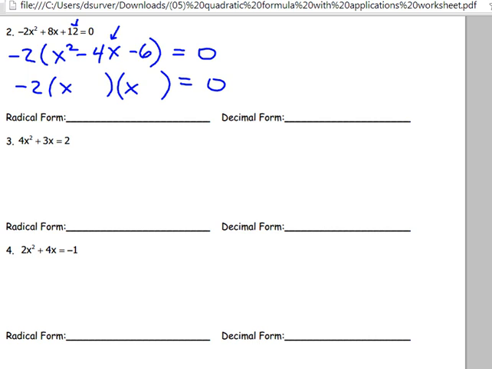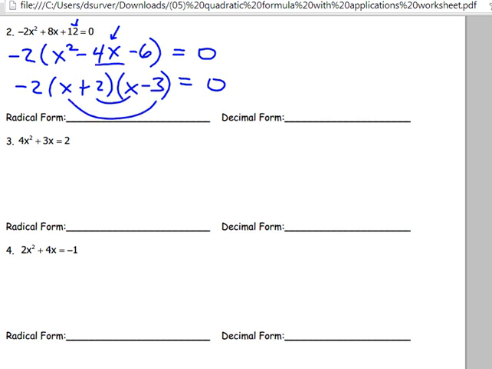6 times 1 is 6, and then 6 and 1 don't make a 4. 2 times 3 makes 6, and, oh crap, that didn't work, did it? Can't factor it. Okay, but it's worth a try, and it's good for you to know that's actually the easier way to do it than the quadratic formula. Because if this had been like plus 2 and minus 3 or something, but that doesn't give you a middle term of negative 4.